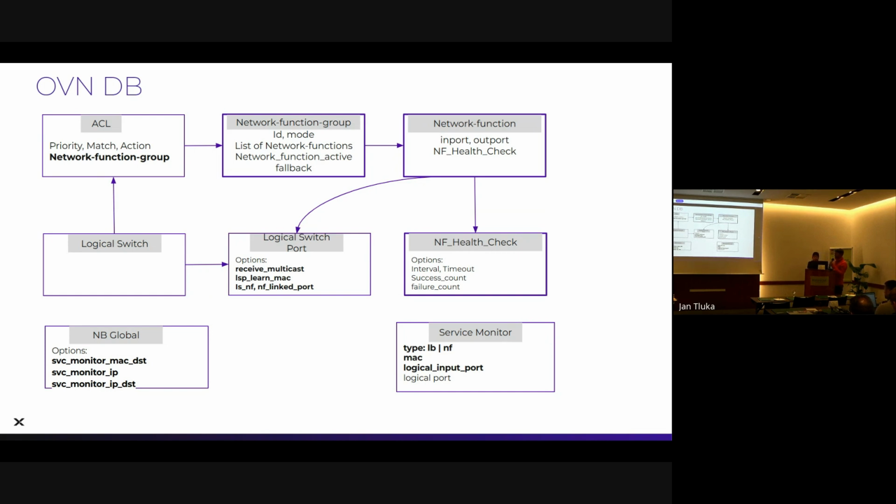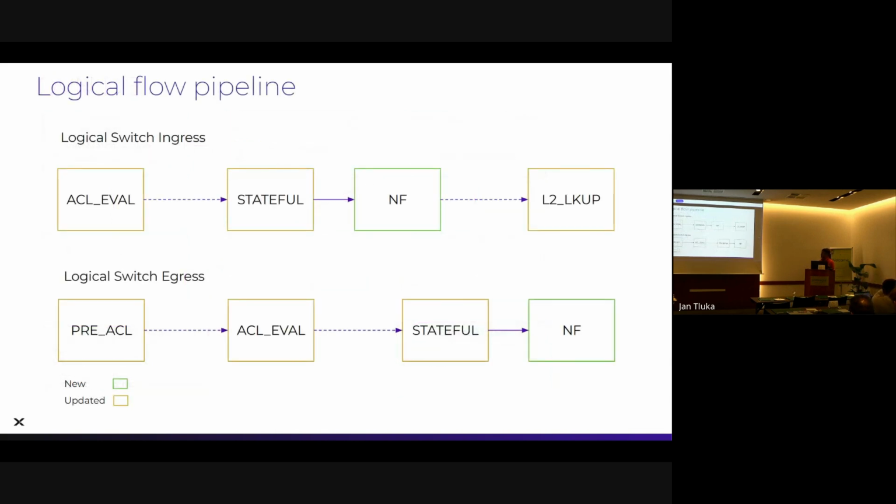And coming to SB, we have extended the service monitor table, which is already there, to support NF, with fields like type, the source MAC, and the logical input. So these are the new stages that are added. In both the ingress and egress ACL pipeline, network function stages are added, and there are a few other stages which are updated, right?